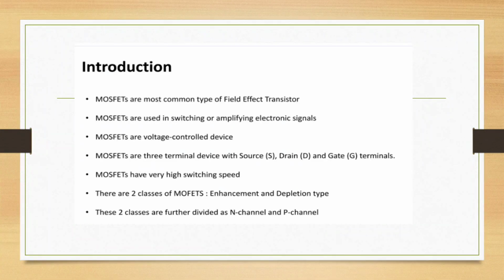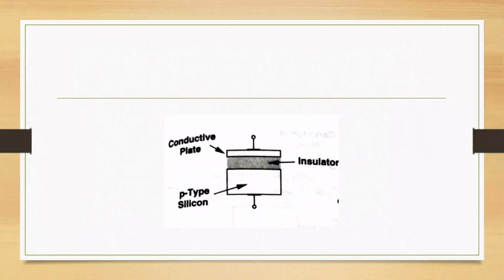MOSFET classification: there are enhancement mode and depletion mode. In each we have N-type MOSFET and P-type MOSFET. For a P-type MOSFET, we should take N-type semiconductor as the base material. When taking an N-MOSFET, the base material is a P-type substrate.